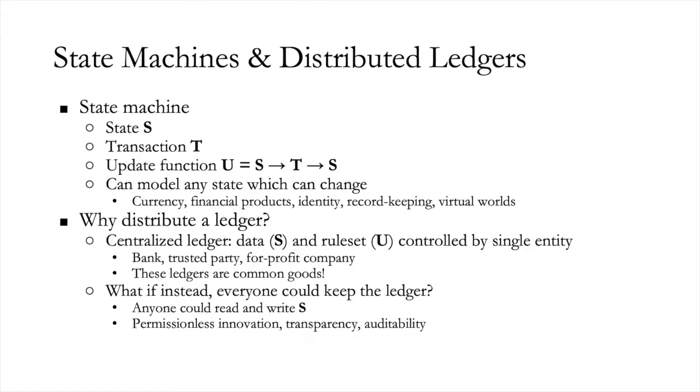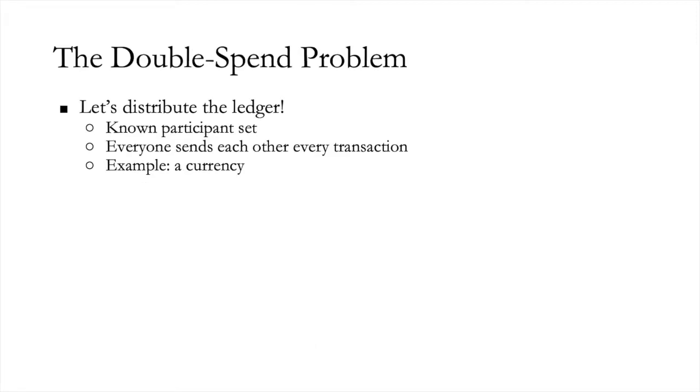If we do this naively, if we take a ledger and replicate it across many different computers or even many different clipboards in the abstract model, we run into some problems. One of the first key problems is called the double spend problem. So let's say we replicate this ledger, so everyone keeps a copy of the state and everyone sends each other all the transactions. Just writes letters or sends computer digital messages over the internet saying maybe for a currency who sent what to whom.